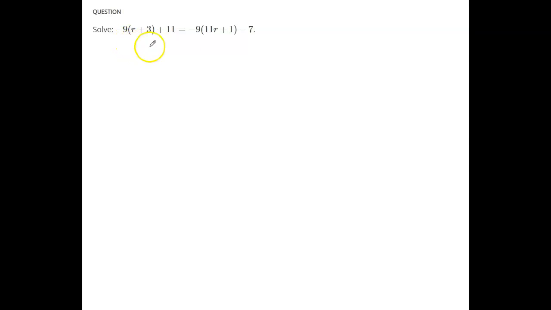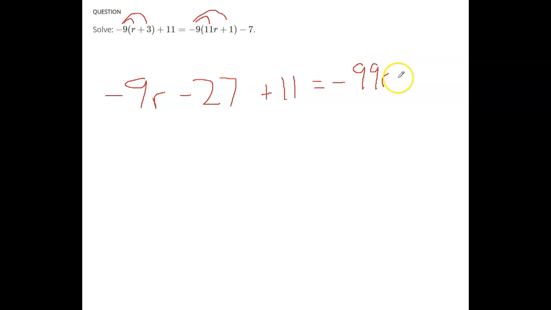One last question here, switching it up from inequalities and going to these kind of complex equal ones. We need to do as much reduction as we can on each side here with the distributive property to begin with. So take the number on the outside and multiply it by both numbers here inside the parentheses. So a negative 9 multiplied by r is negative 9r, and negative 27, and that plus 11 stays unchanged. Over here, I need to distribute as well, so I'm getting negative 99r minus 9, and then that minus 7. I'm just copying it down.